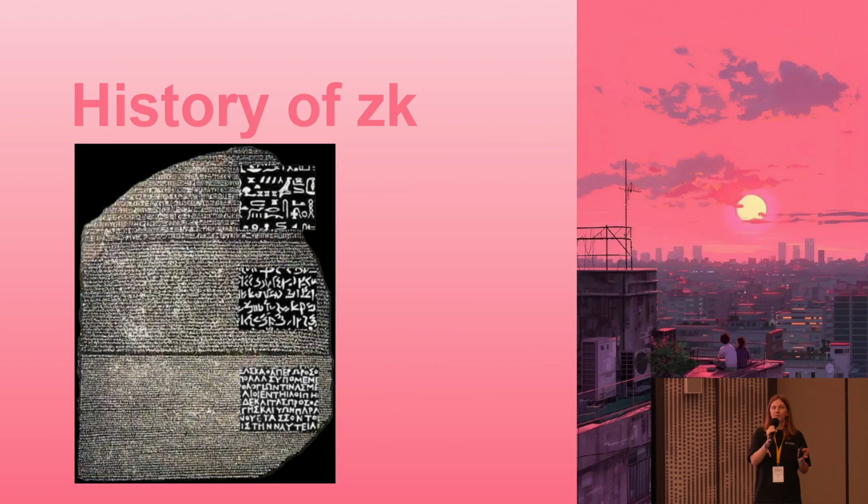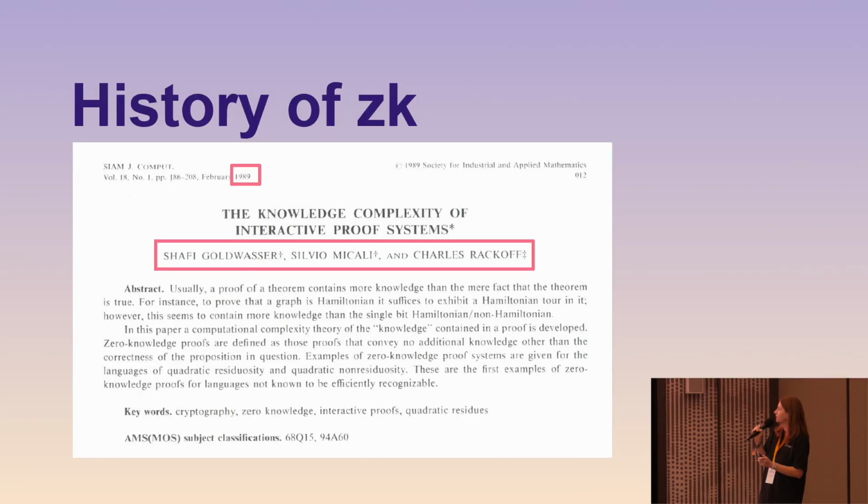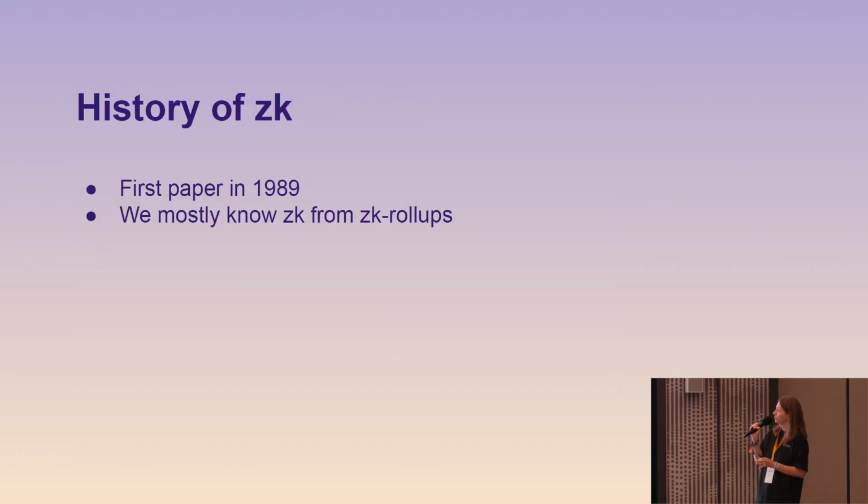So let's go a bit with the history. ZK is pretty ancient. Not as ancient as the Rosetta Stone, but still pretty ancient. The first paper was almost 35 years ago, more than 35 years ago, and it had nothing to do with blockchain. It was years before Bitcoin and Ethereum.